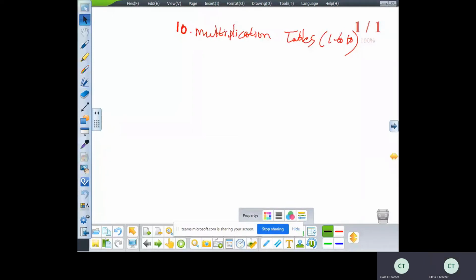Dear students, in our previous class, we had one definition: repeated addition is called multiplication. See here, 1 one means only 1. 1 can be written as 1 times 1. 1 one is 1.